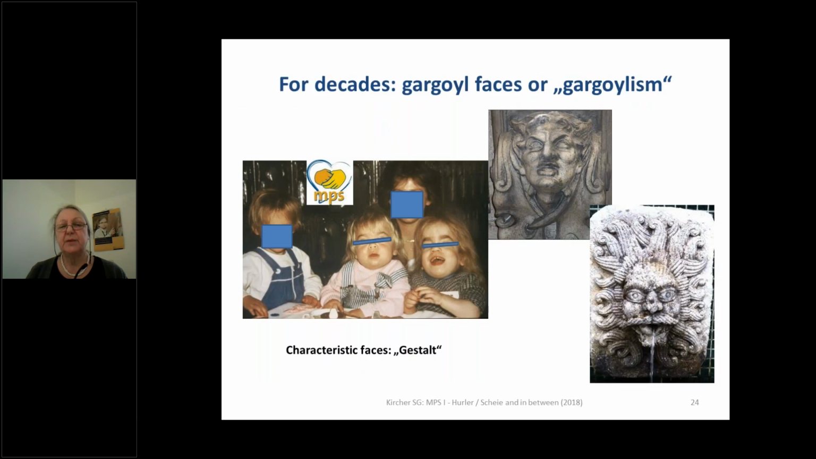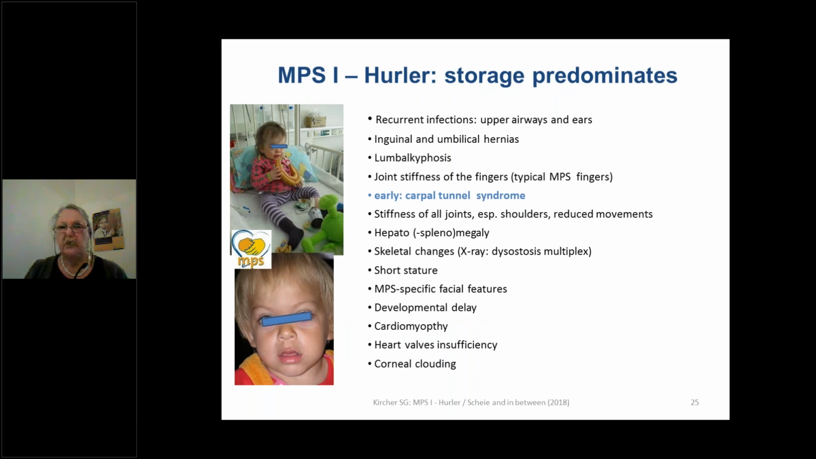For decades, these patients got the name gargoylist. So these gargoyle faces or gargoylism, these funny figures outside of churches with water or without water, this gave the name to the patients because they had a similar face. And so for a long time, this disease was called gargoylism. But nowadays, we speak about Hurler when we think on MPS I, and the storage in this disease predominates.